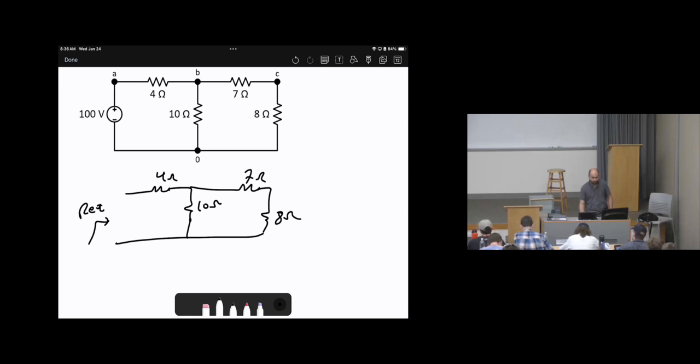Since we have a quiz, I'm going to end here today, but try to do this at home to find R equivalent. The R equivalent must be 10 ohms, so the answer must be 10 ohms. You can try it at home. In the next lecture we will continue this example.